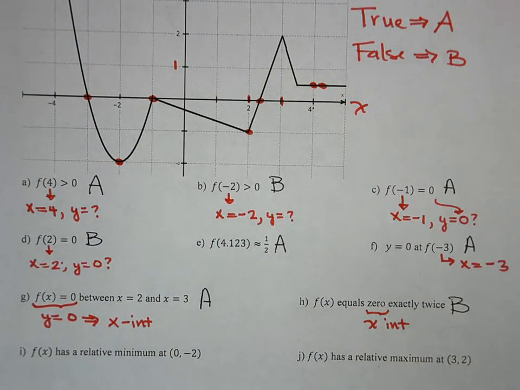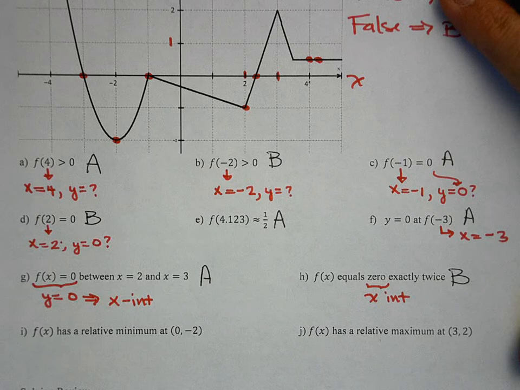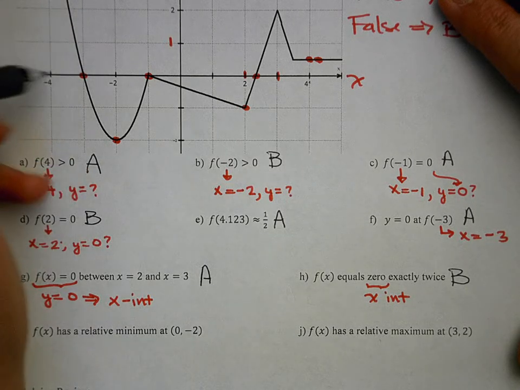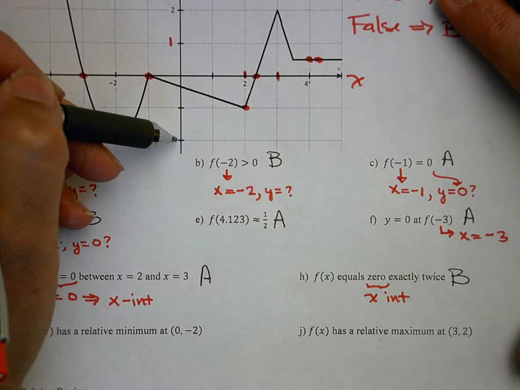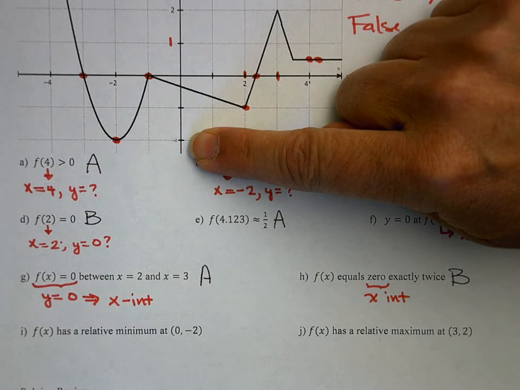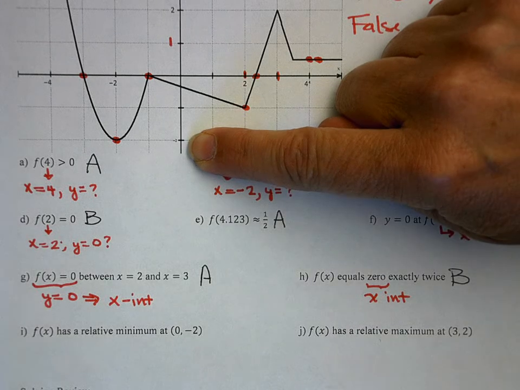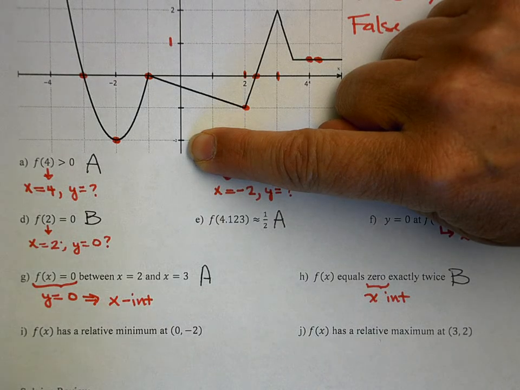Okay. All right, and then for I, so f of x has a relative minimum at 0, -2. So that would be at the ordered pair 0, -2. So right here, is there a relative minimum? And there is nothing there, right? So at that ordered pair 0, -2, there is absolutely nothing on the graph there. So that would be false, so that would be B.